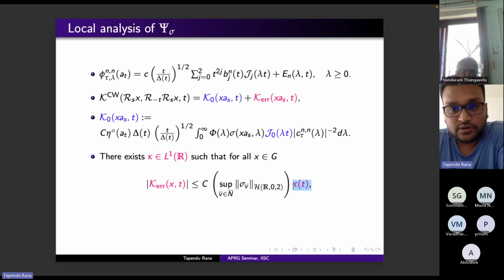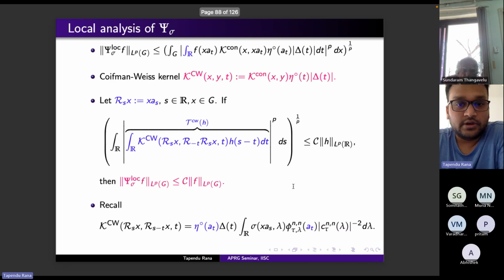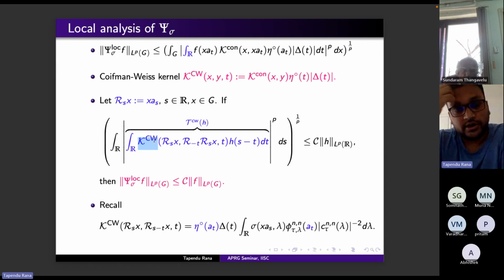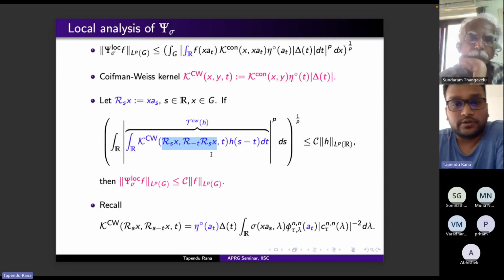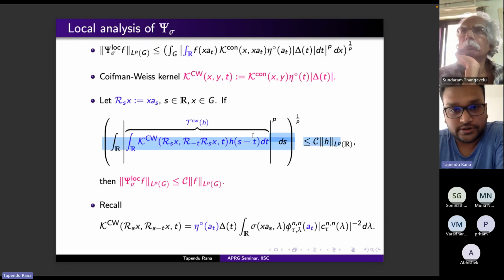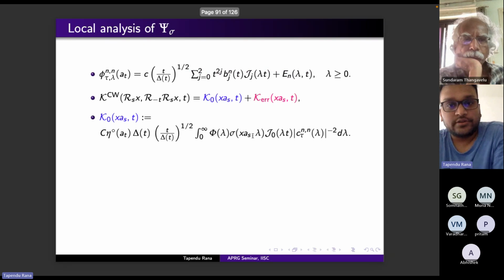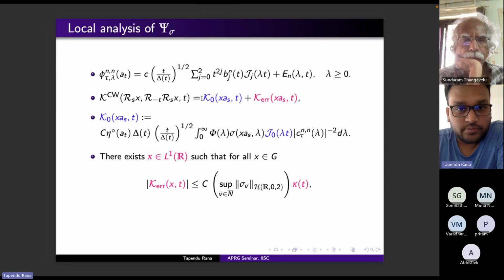Now, since K belongs to L1 on R, you can easily see if you replace K by the error part, then this inequality is obviously satisfied, because then this part vanishes. And you can see since kappa is an L1 function, this kappa satisfies this inequality. Now, our analysis is reduced to the study of kappa 0 XAST.